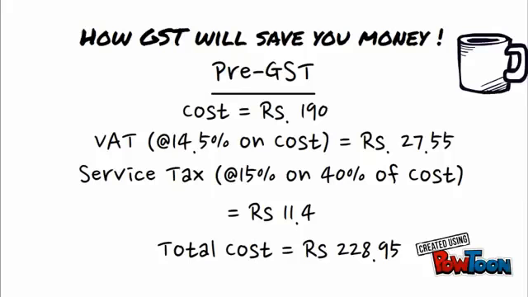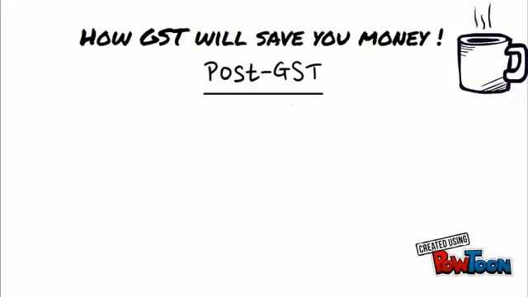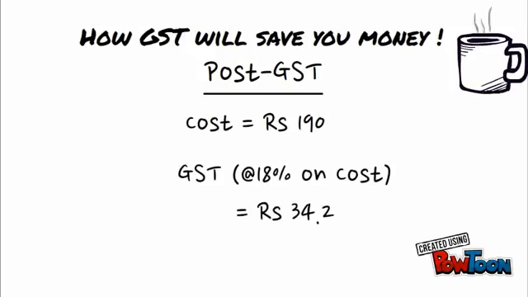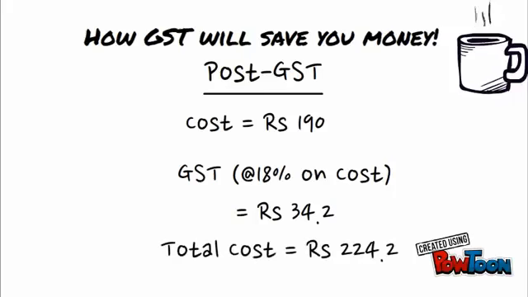Now, if you observe this, 40% of the cost is being subjected to both VAT and service tax. In the post-GST scenario, the calculation becomes simpler. Let's take the same cost, that is 190 rupees. Now, instead of applying multiple taxes, we just apply one tax, that is GST, let's say at the rate of 18% on the cost, which comes to around 34.2 rupees, bringing the total cost to 224.2 rupees, saving you around 4.5 rupees.